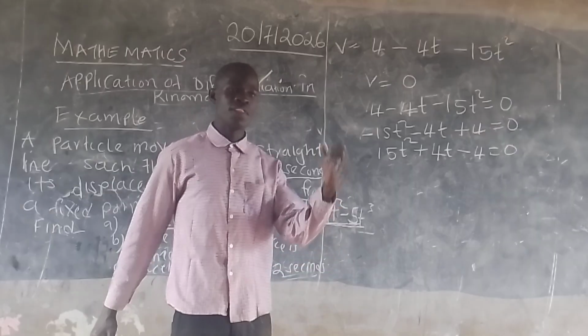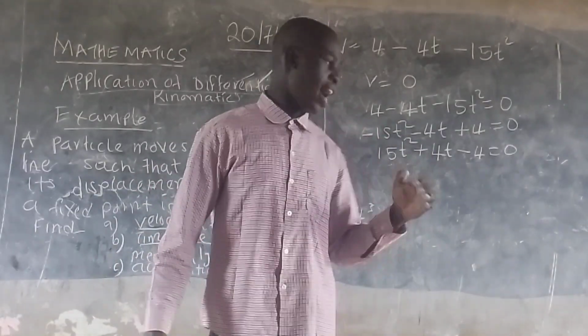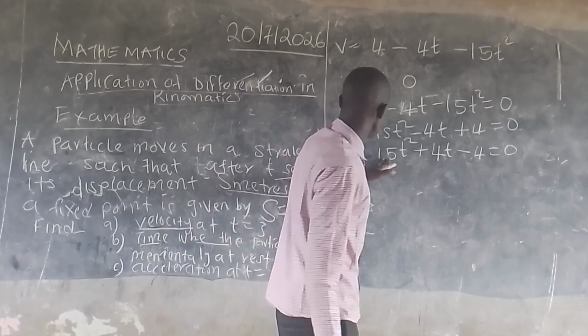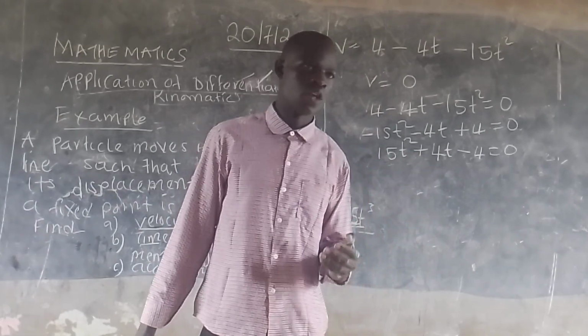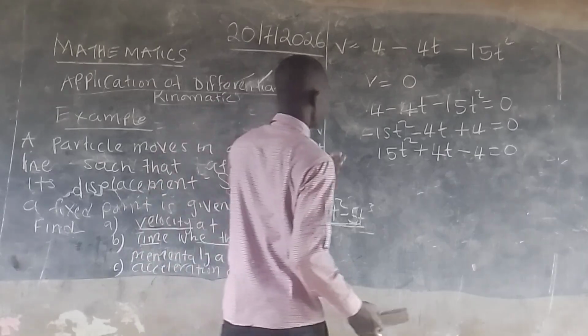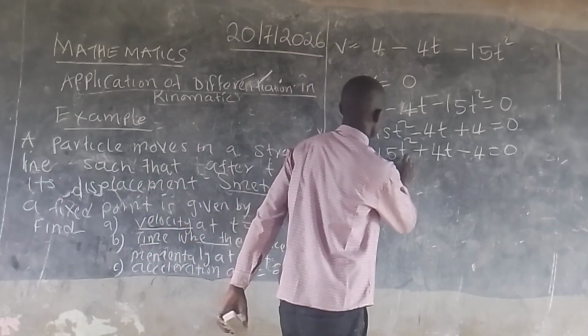We have the use of the quadratic formula. We can use the product and sum method. Also, you can use the completing the square method. You choose the best method for you as long as you get the value of t.